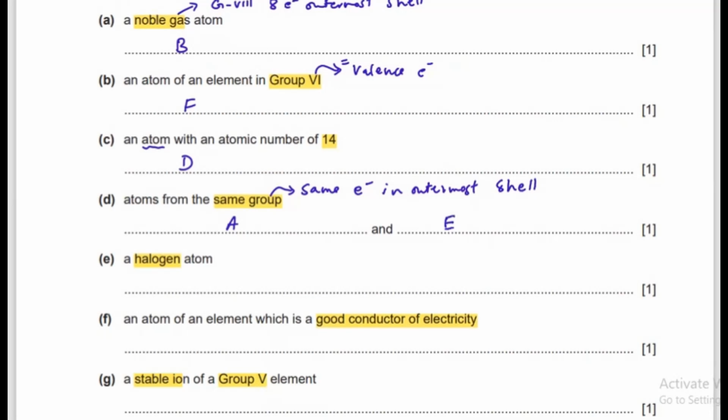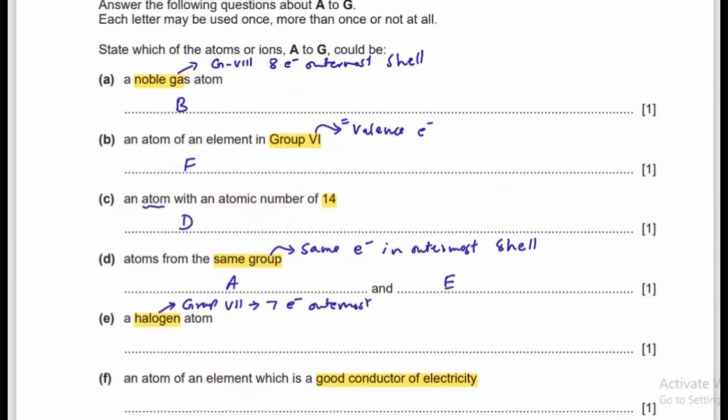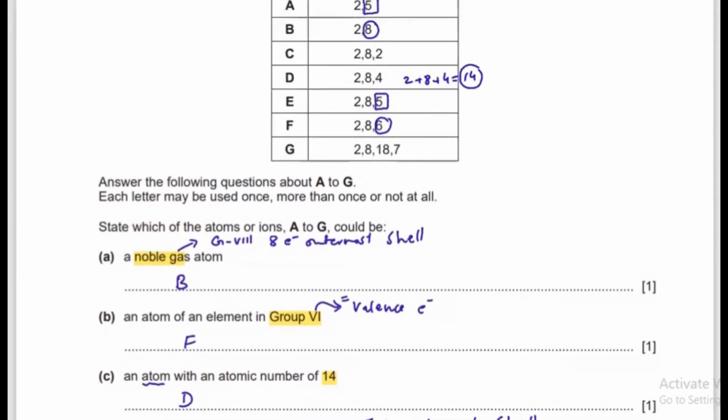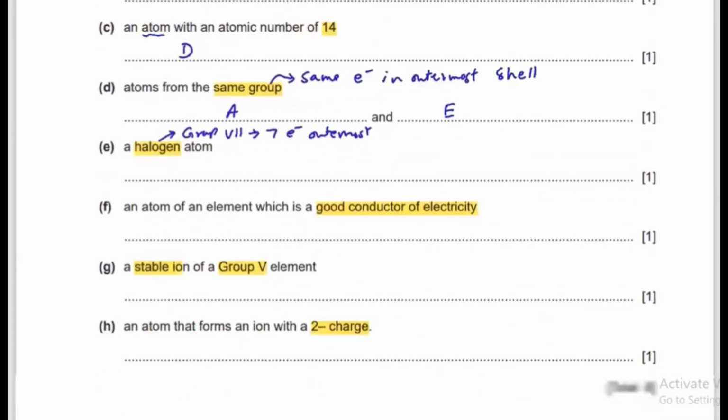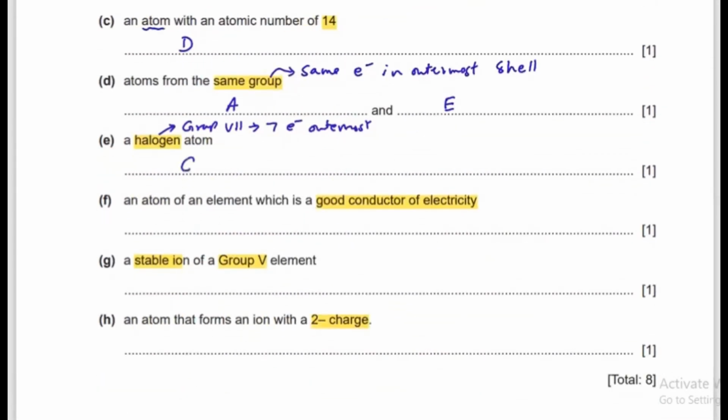A halogen atom. Halogen atoms are group 7 elements, and all group 7 elements have 7 electrons in their outermost shell. So just check for the atom of an element having 7 electrons in its outermost shell. G is the atom having 7 electrons in its outermost shell. So G is the answer.